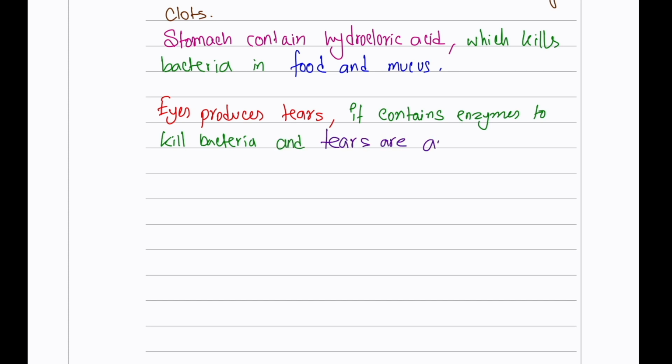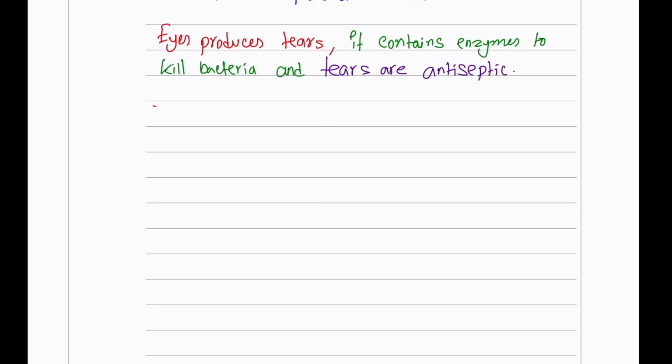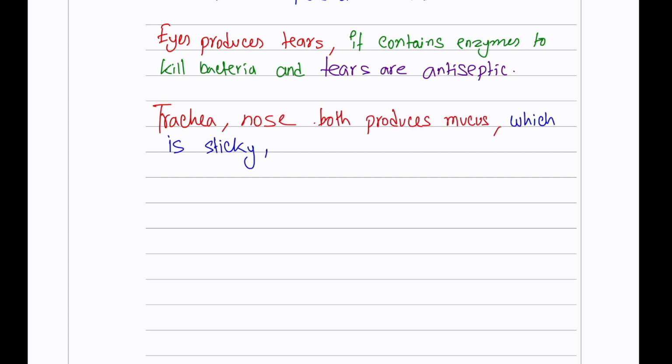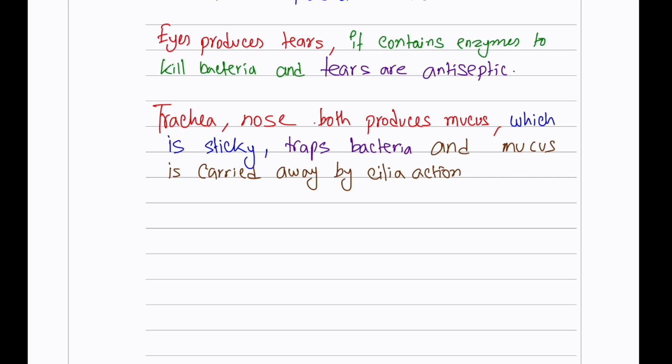And for the breathing system, we can say the trachea and nose produce mucus. The mucus is sticky, and the mucus traps bacteria, and the mucus is carried away by cilia, where it is swallowed into the stomach. And as we have already talked about, the bacteria are killed by the hydrochloric acid. Now, these are all physical barriers.